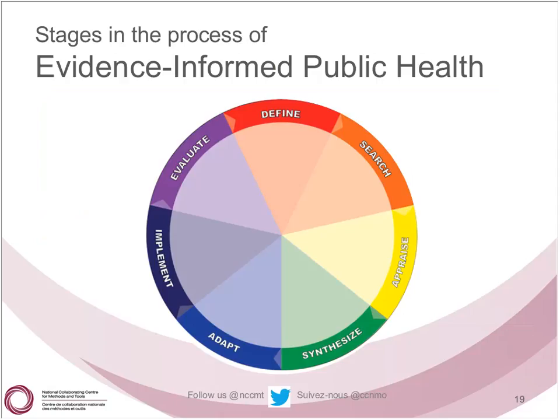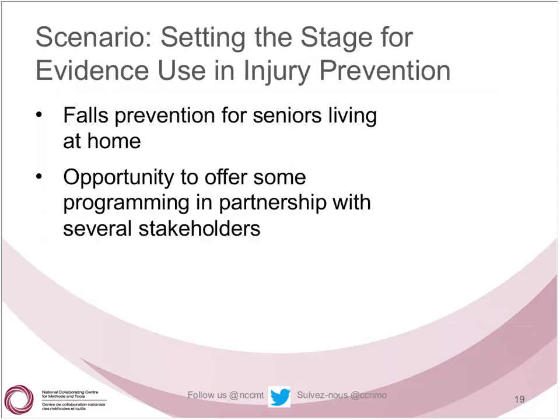So I'm going to now talk about this process of evidence-informed public health, and this really will form the basis of the rest of the webinar, to look at these steps and methods and tools that can support you in using an evidence-informed approach to the work that you do in injury prevention. So there are 7 steps, and we'll start with define, although it's actually possible to start anywhere. I've created a scenario just to walk through kind of as an example as we go through here.